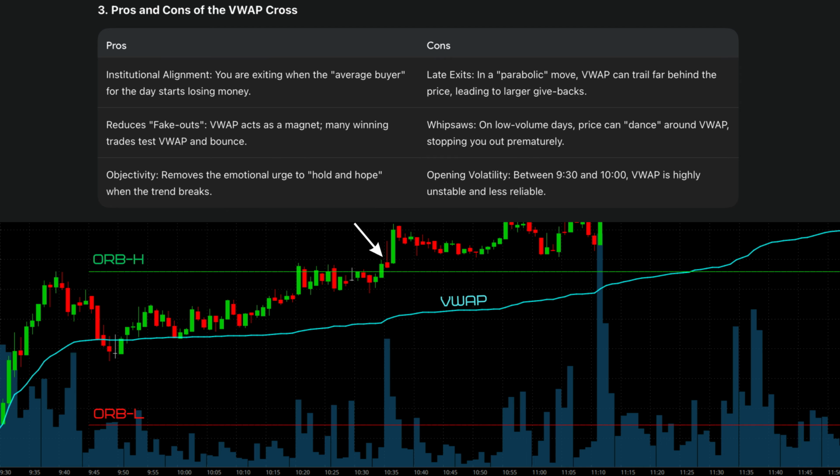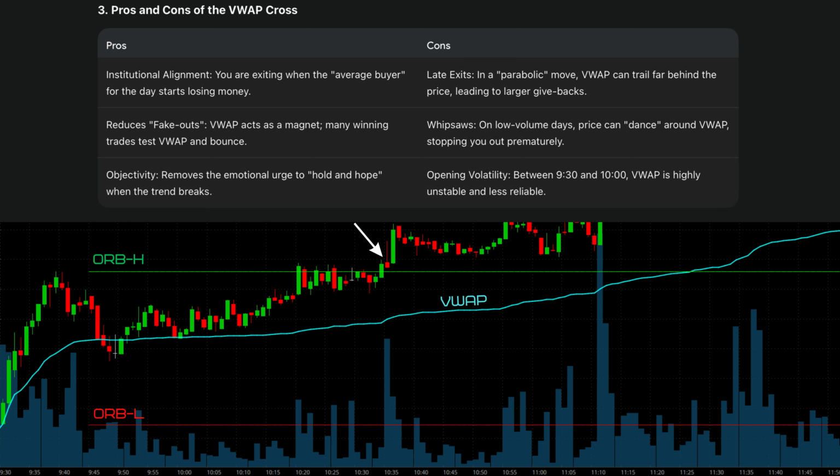3. Pros and cons of the VWAP cross. Pros: institutional alignment. You are exiting when the average buyer for the day starts losing money. Cons: late exits. In a parabolic move, VWAP can trail far behind the price, leading to larger givebacks. Pros: reduces fakeouts. VWAP acts as a magnet. Many winning trades test VWAP and bounce. Cons: whipsaws.